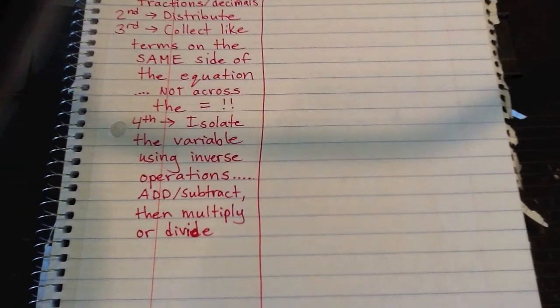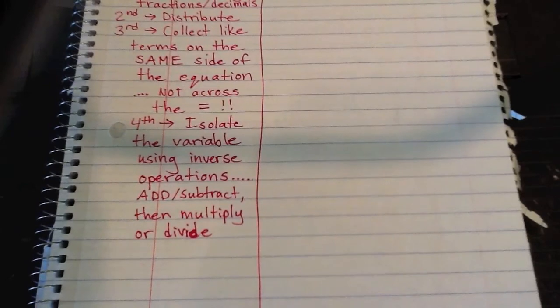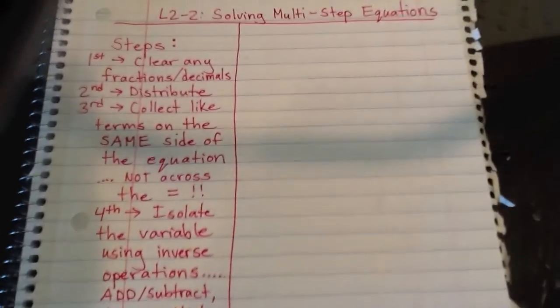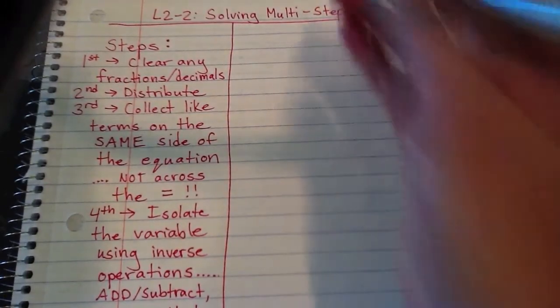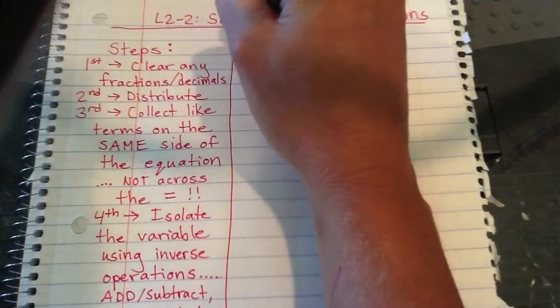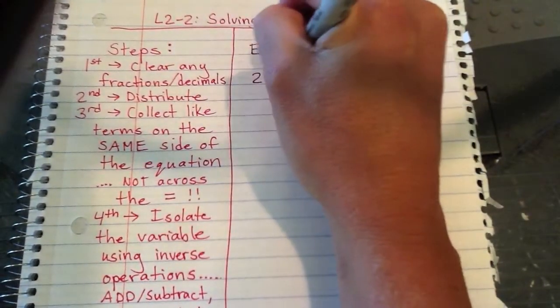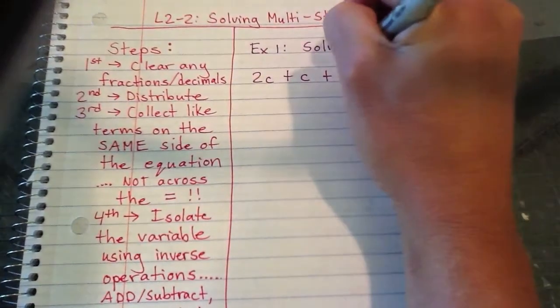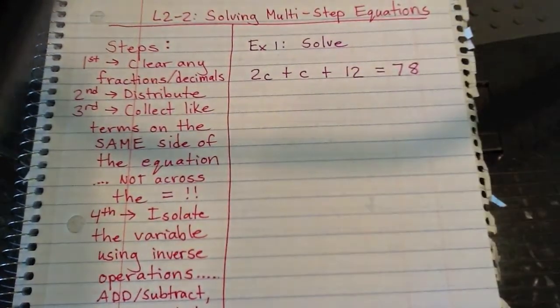Alright, so let's go through a couple examples. Hit pause if you're still writing. Otherwise, go ahead and move on to the examples. Example 1. Solve 2c plus c plus 12 equals 78.